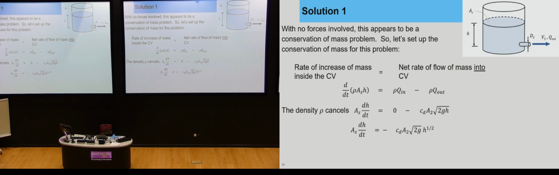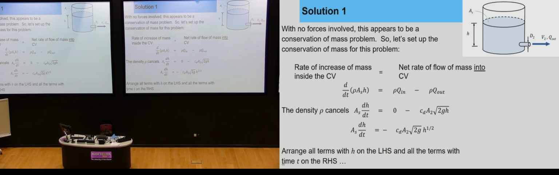So what I'm going to do here is rearrange this equation so that I've got all the terms with h on the left-hand side and all the terms with time on the right-hand side. All the other terms in the equations are just coefficients or properties of the geometry, so area, things like this. Okay, so I'm going to rearrange everything on the left-hand side to have h and everything on the right-hand side to have time.